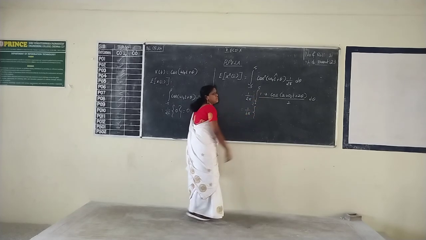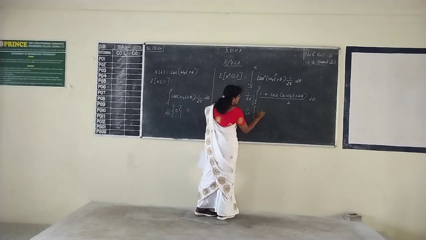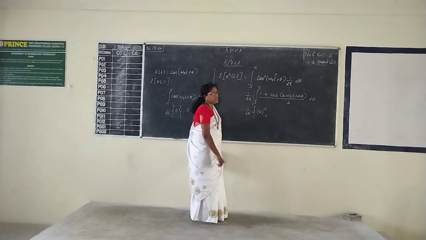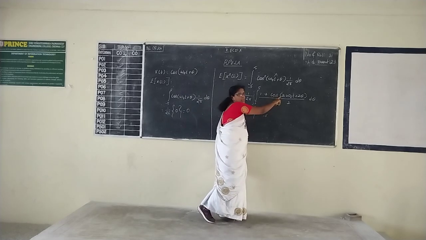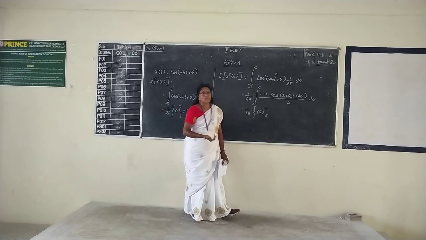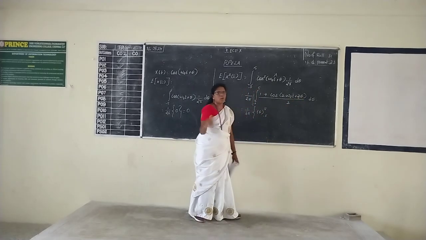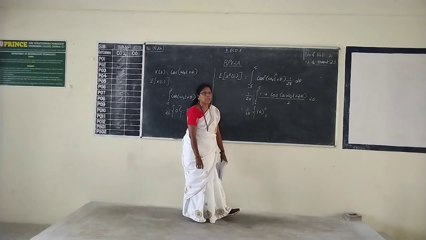Tell me what is the integral of 1 into d theta? Theta. Theta with the limits minus pi to plus pi. Now integrate the cos term. What is the answer? 0. Why 0? What is the n value here? It is an integer. So what is the formula which I gave you? This will become 0.